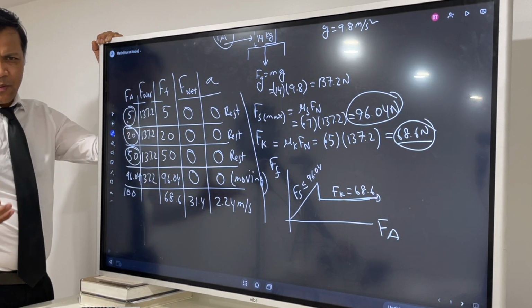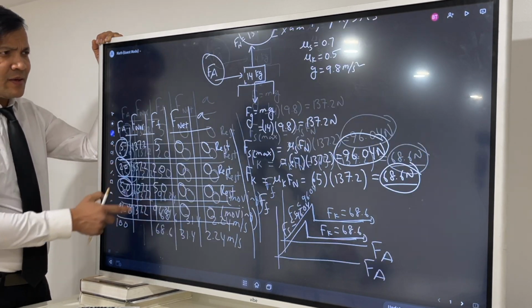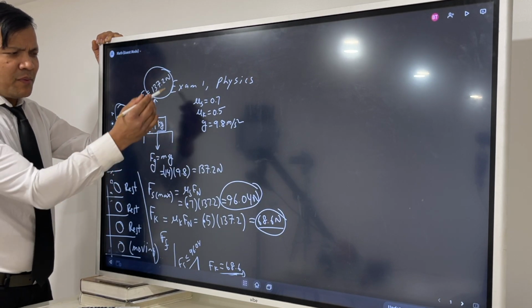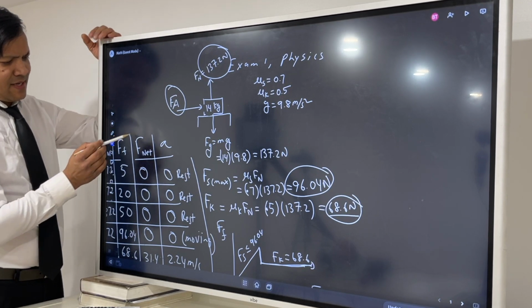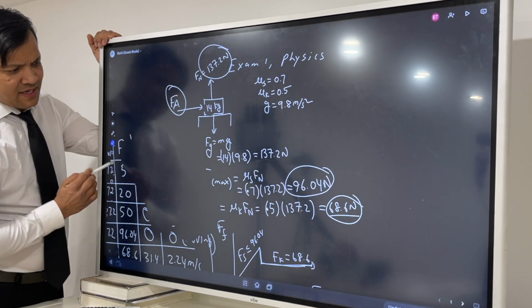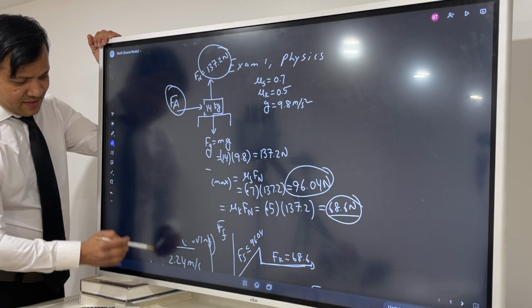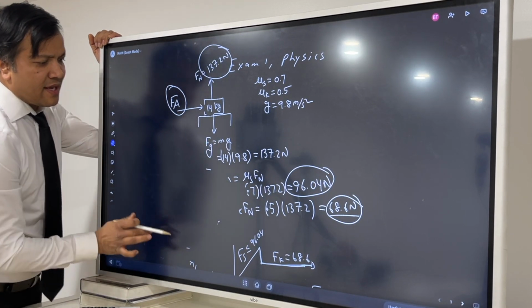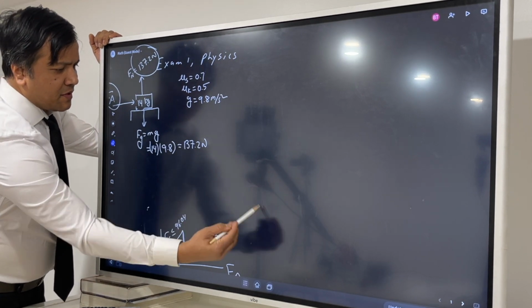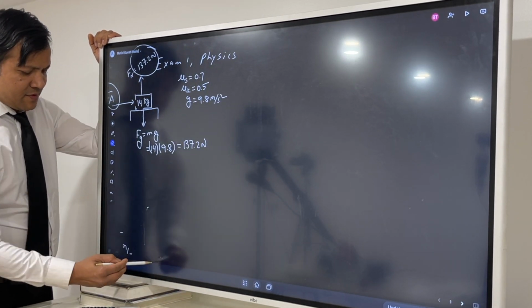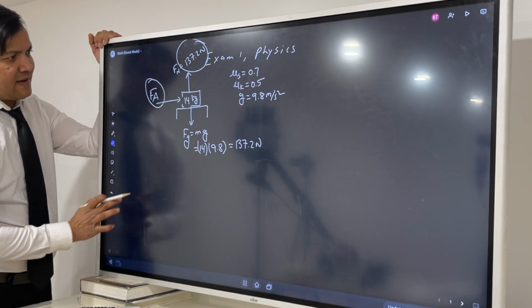Alright, so that is problem number 1. Now we're going to make this problem a little bit more interesting. Now we're going to see what happens when someone pulls by a rope. Okay, let's take a look. Same problem, but now we're going to make it a little bit more interesting by having someone use a rope to pull in an upward direction. Alright.